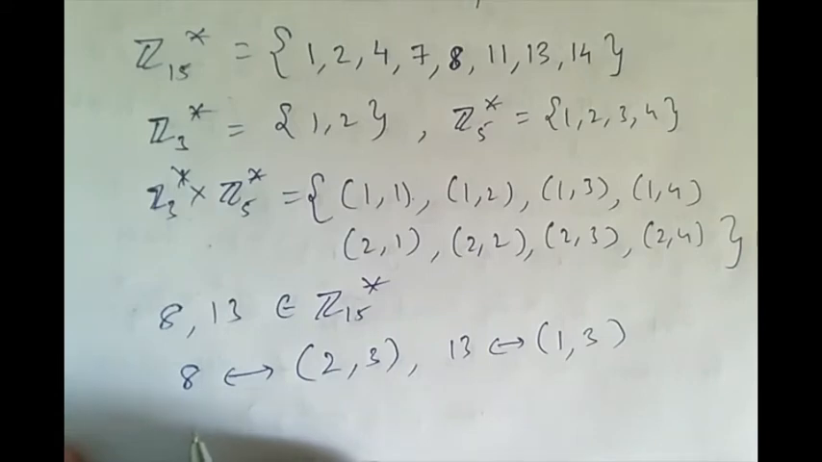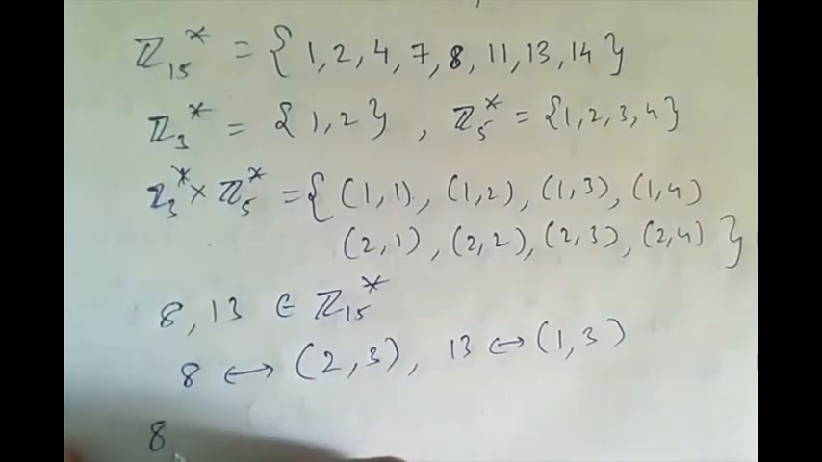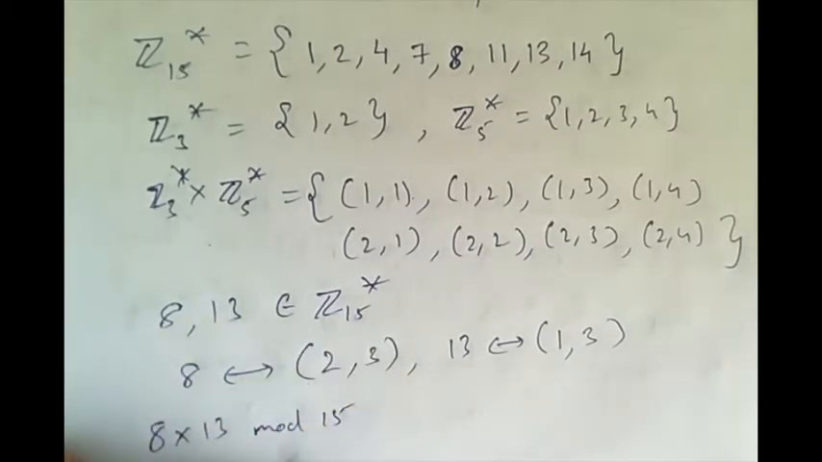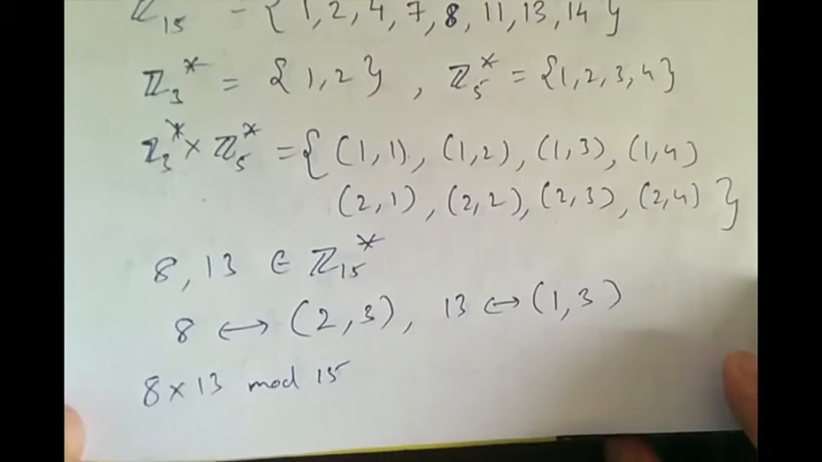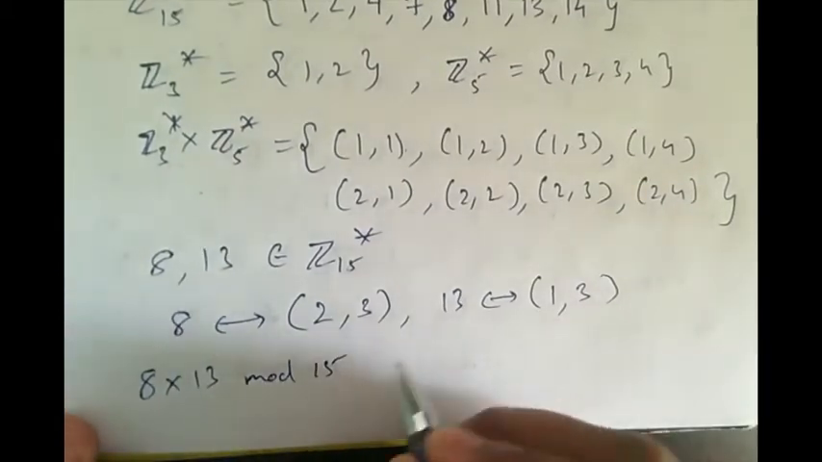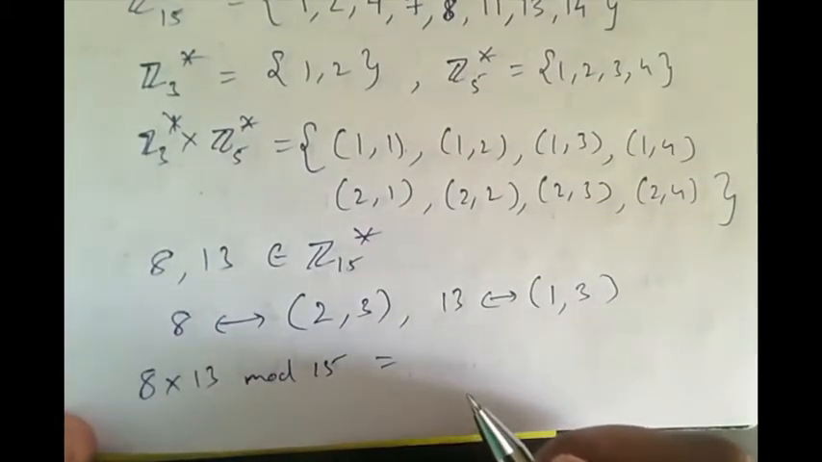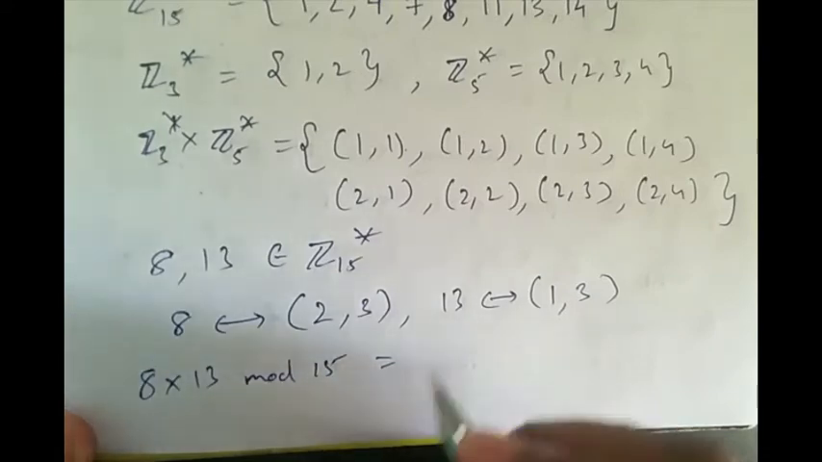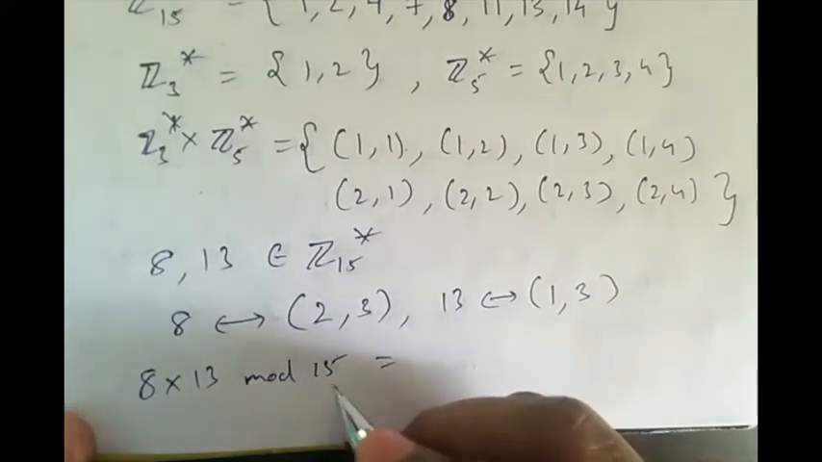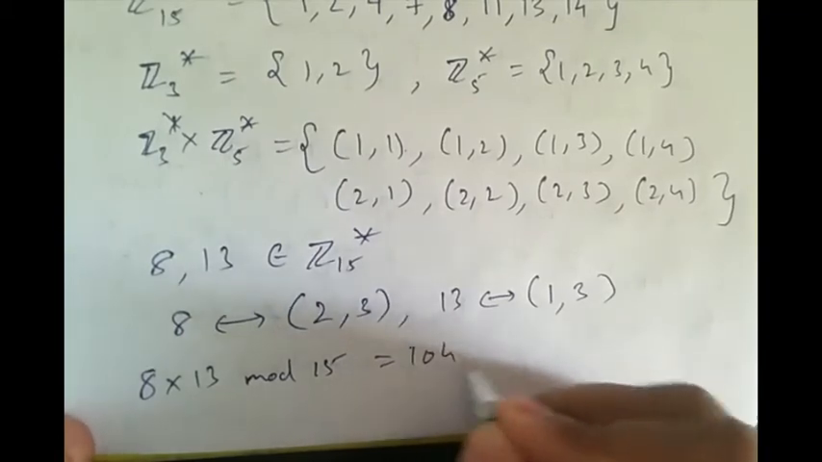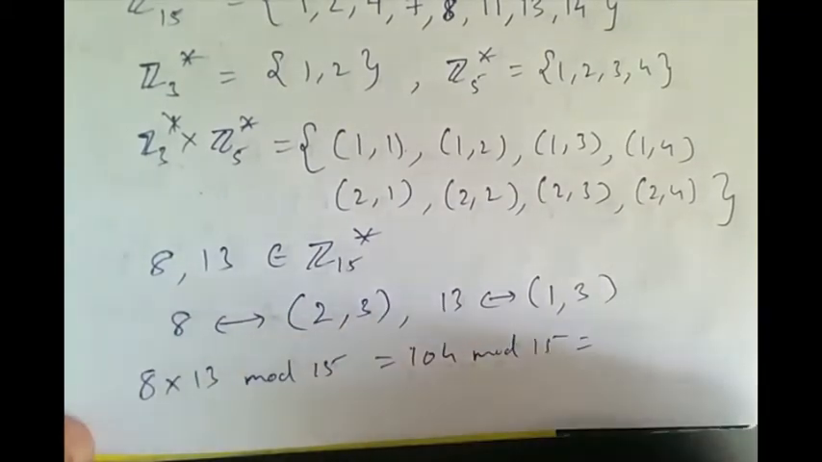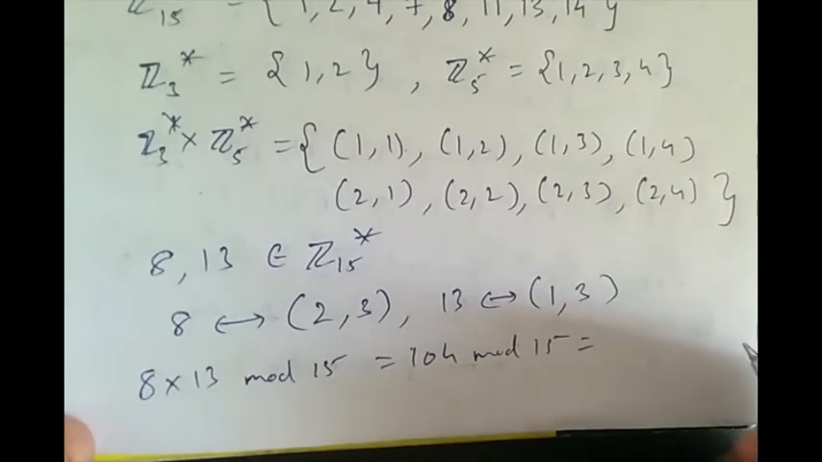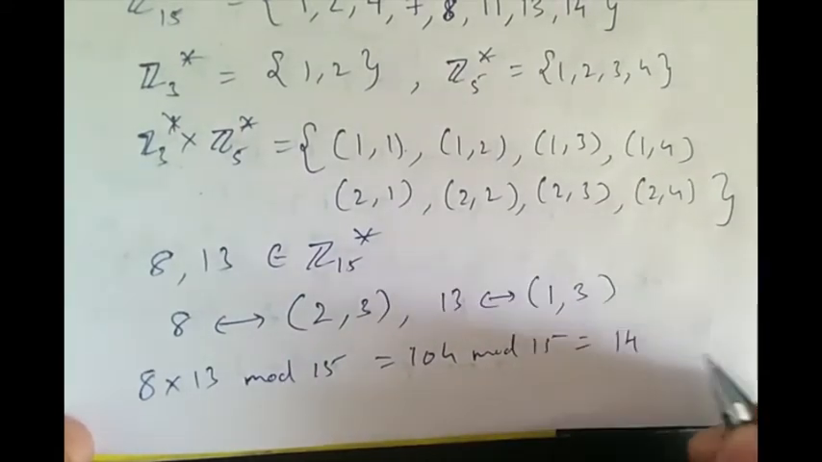Now 8 times 13, mod 15. So I'm doing the operation first in Z15 star. 8 times 13 mod 15 is going to be 104, right? 8 times 3 is 24, 8 times 10 is 80, so this is 104. So this is 104 mod 15. 15 times 6 is 90, so we get 14.